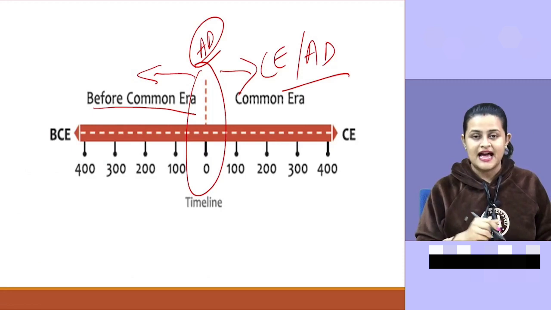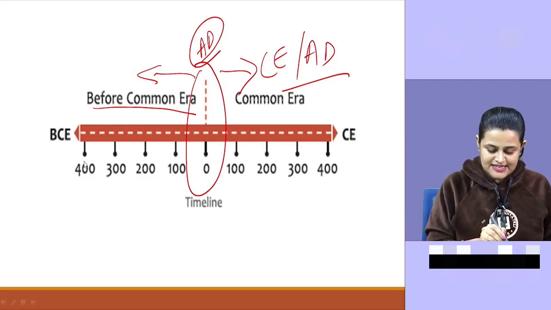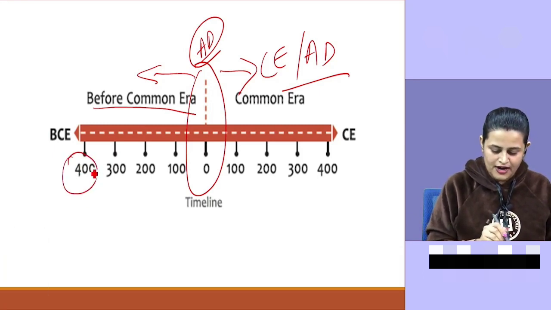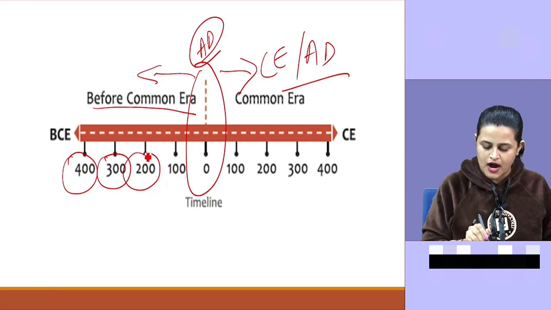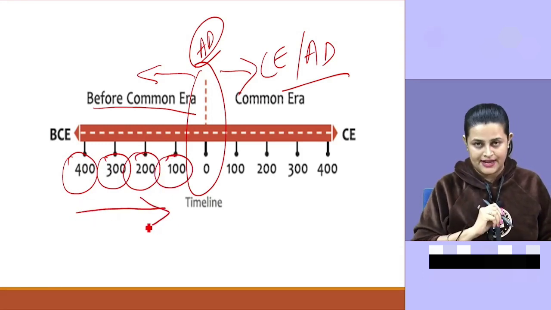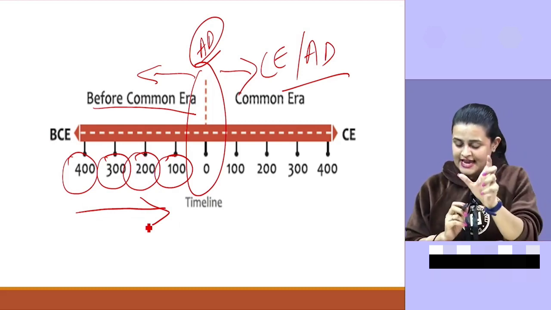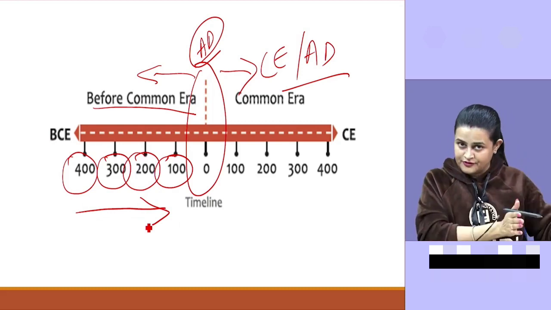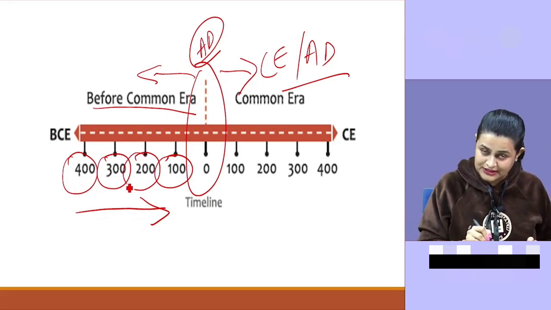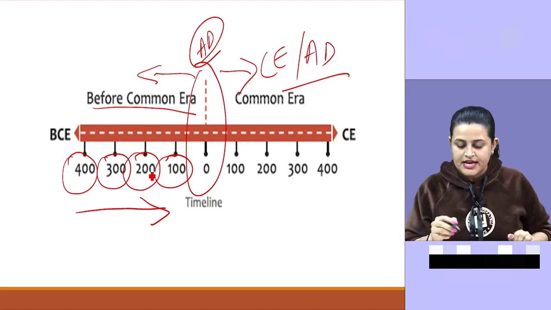Now, let's understand it through this time frame. As you can see here, 400, 300, 200 and 100. This is coming in a reverse direction. So, we calculate the time period or the dates before the birth of Christ in a reversed manner. Like 400 will come before 300, 200 will come after 300.